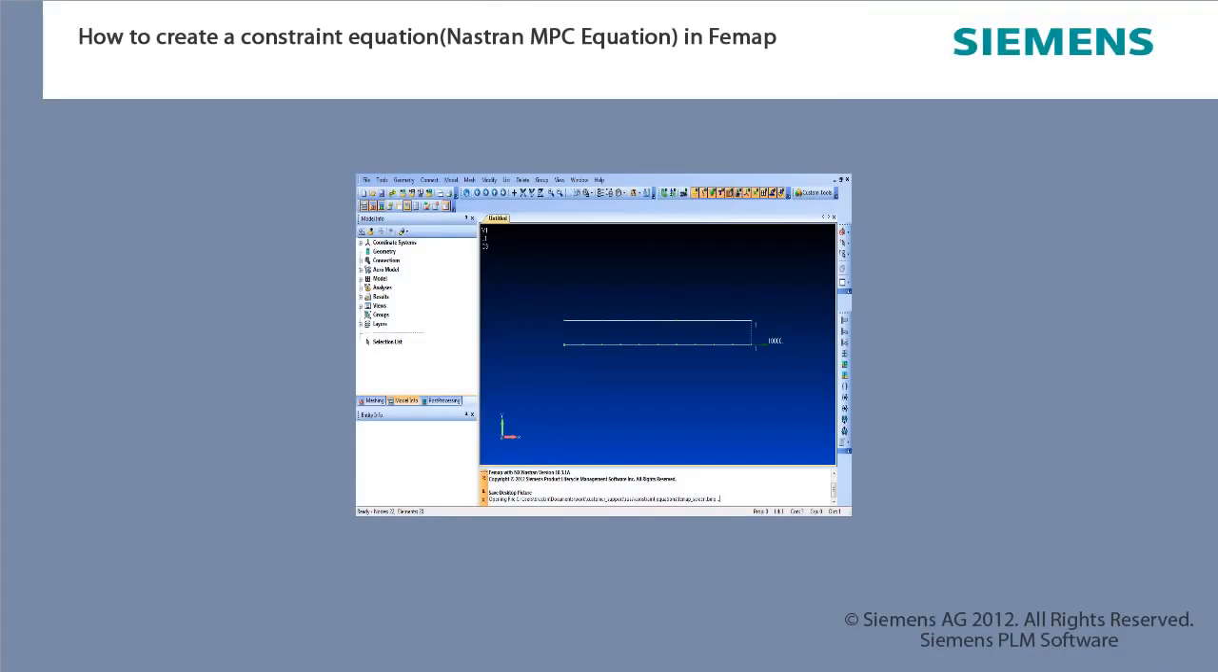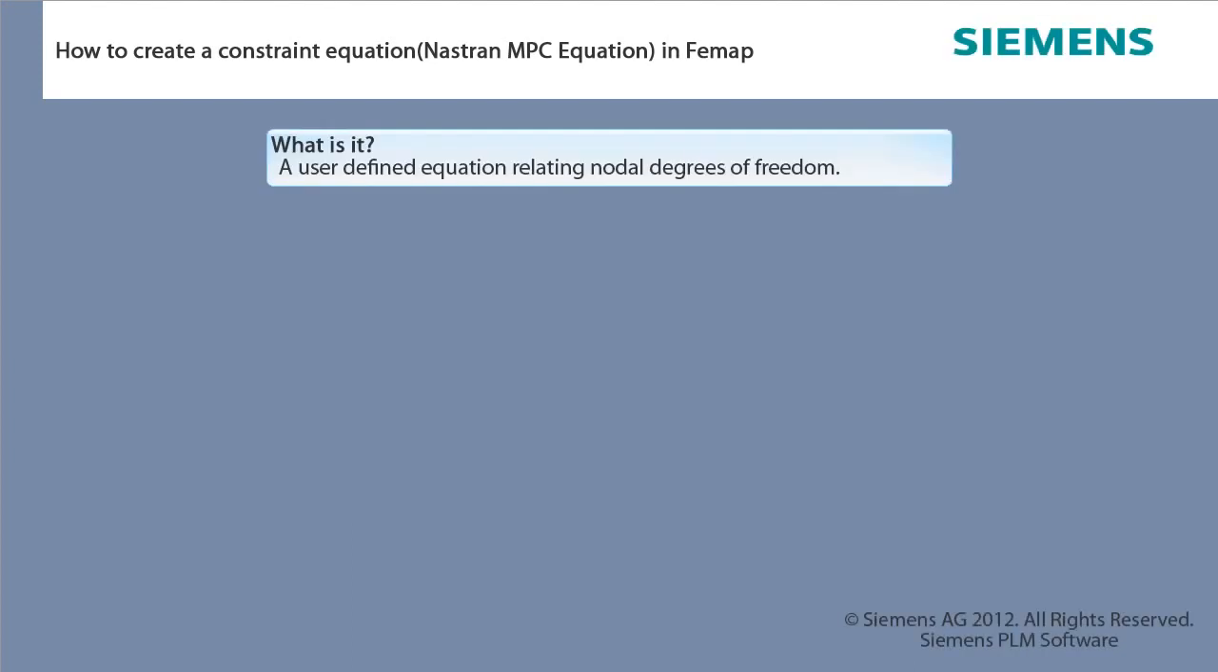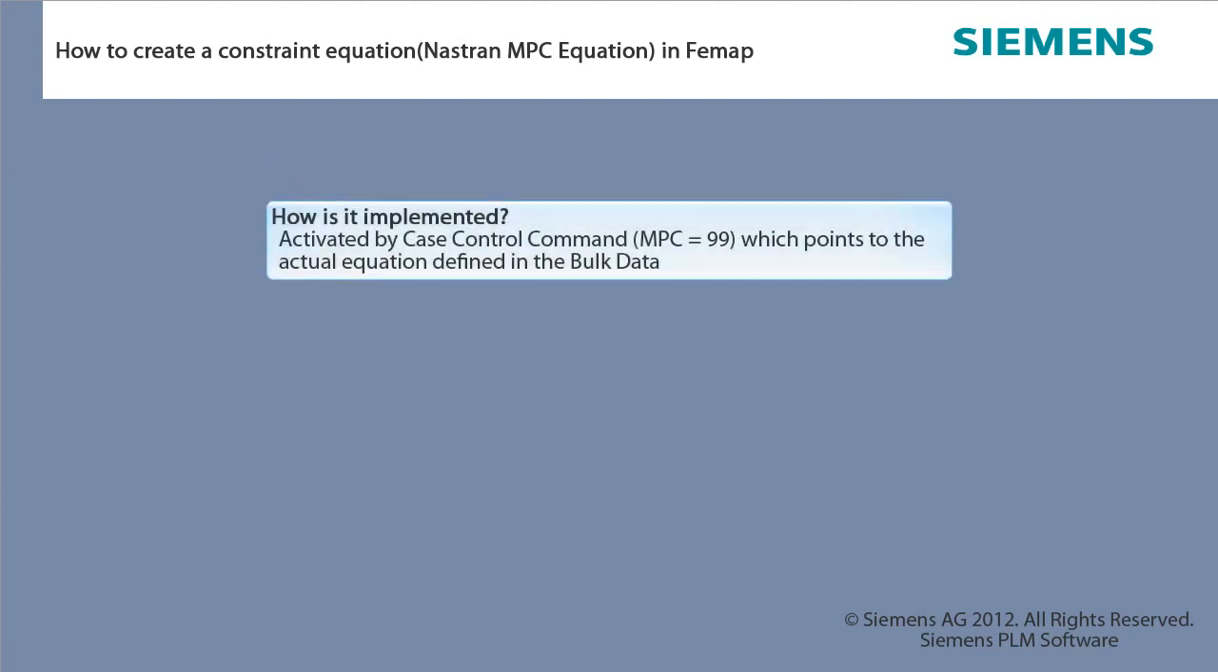This video will demonstrate how to create a constraint equation, also known as a Nastran MPC equation, in Femap. What is it? A user-defined equation relating nodal degrees of freedom. How is it implemented? Activated by a case control command, which points to the actual equation defined in the bulk data.